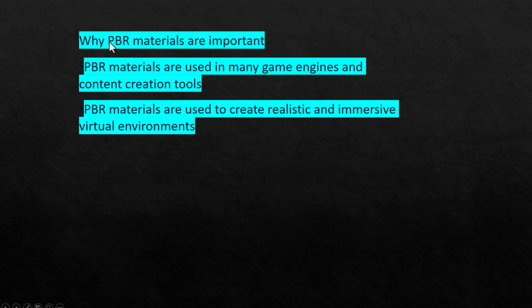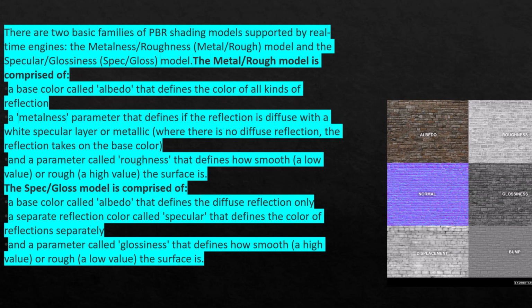So why are they important? PBR materials are used in many game engines and content creation tools, in architecture or any other industry, to create realistic and immersive virtual environments. There are two basic families of PBR materials. The first one is metalness or roughness. In simple words, you can use metal or rough surfaces for your model. Another one is specular or glossiness. You can see this example here.